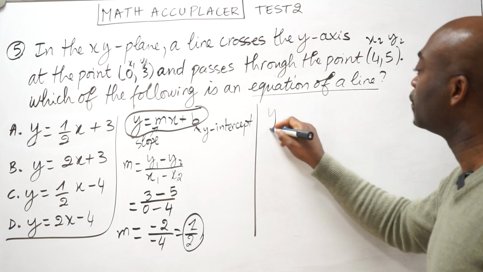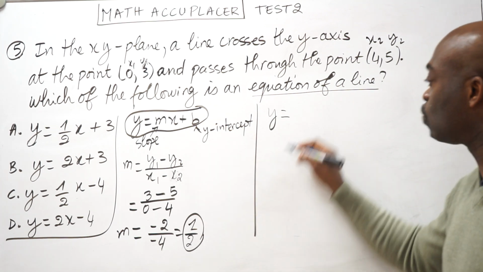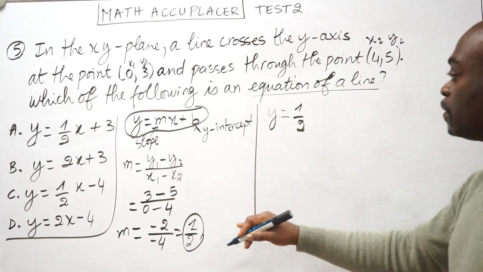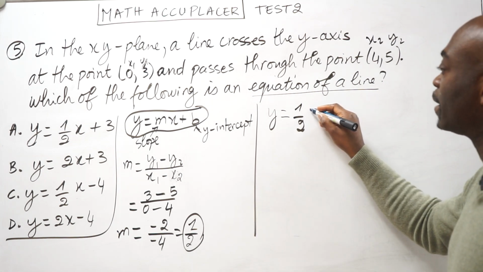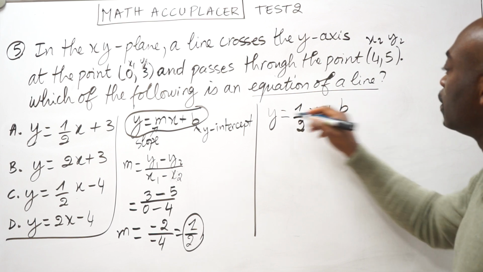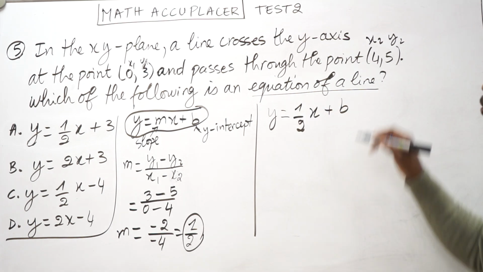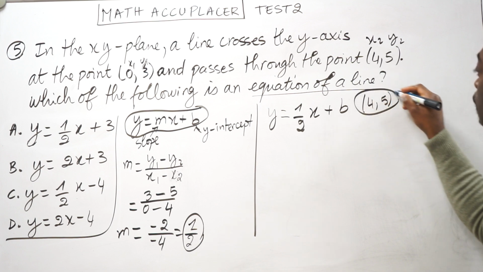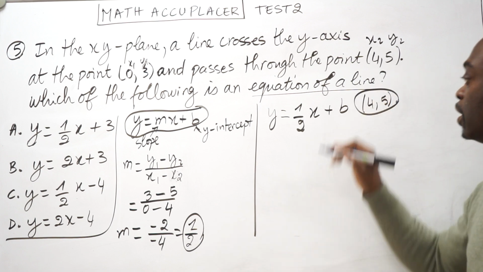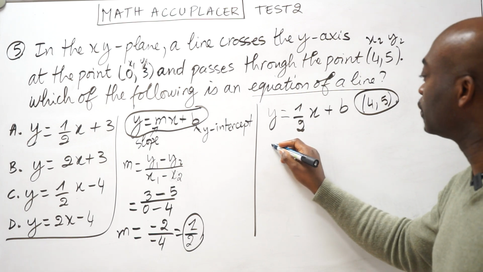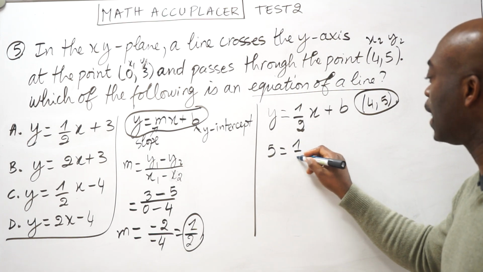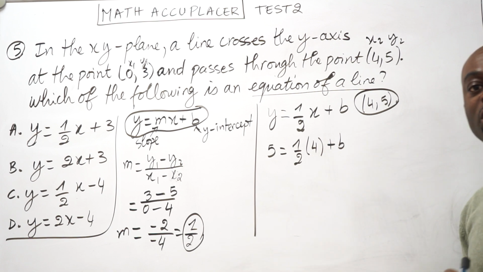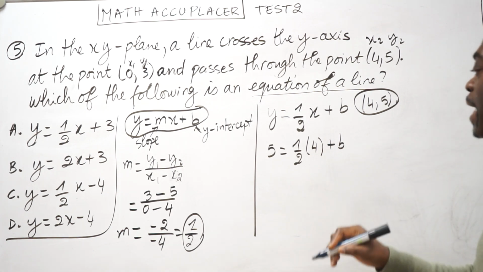So we have y equals m, and m is 1 over 2. Okay, so we said this is x here, correct? Plus b. So we're going to use the 4 and the 5, right? That's the point that we're going to use. So y is going to be 5, equals a half times x, which is 4, plus b. All right? And then what's happening after that?